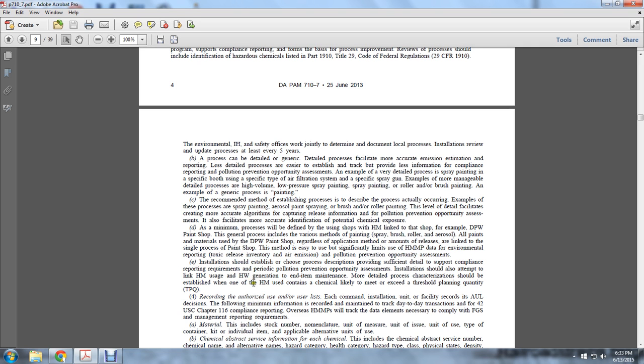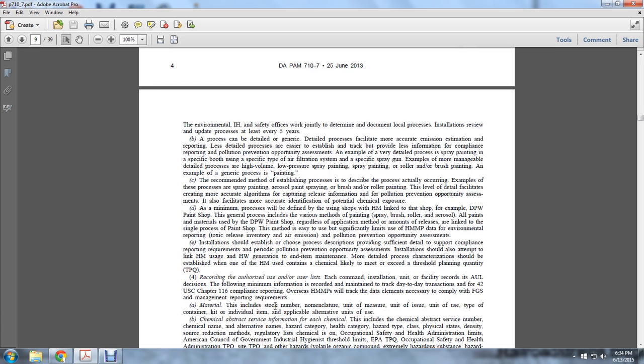Record any authorized use or user list. Each command, installation, unit, and facility records in the AAU listing decision the following minimum information recorded to maintain the track of day-to-day transactions for 42 U.S. Code Chapter 116 compliance reporting. Overseas hazardous material management practices will track the data elements necessary to comply with the final governing standards and management reporting requirements.